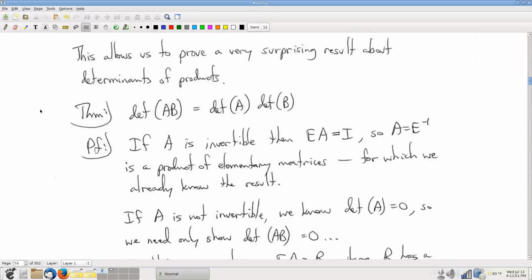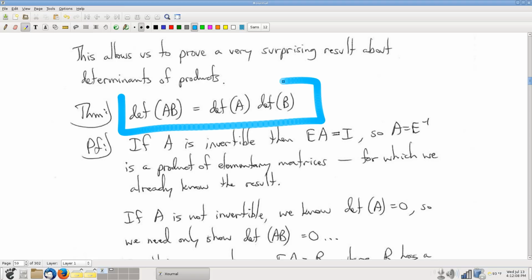So we previously saw that determinant had this property of multiplicativity if one of the matrices was an elementary matrix or a product of elementary matrices. The next theorem that we're going to see says that in fact this holds even if none of the matrices satisfy that condition. So in other words, this holds for all products. Whenever you take a product of two square matrices, the determinant is the product of the individual determinants.